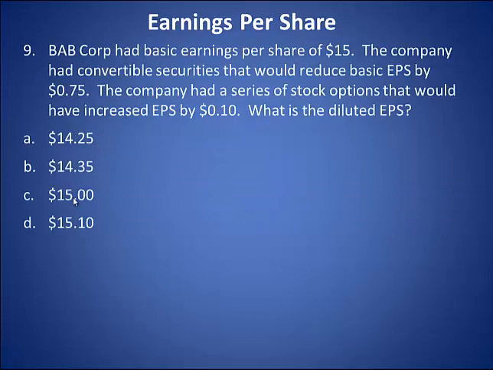BAB Corp had basic earnings per share of $15. The company had convertible securities that would reduce basic EPS by 75 cents a share. The company had a series of stock options that would have increased EPS by 10 cents a share. So what is the diluted EPS? Again, go ahead and stop the video. When you've arrived at an answer, restart the video and view the answer slide.